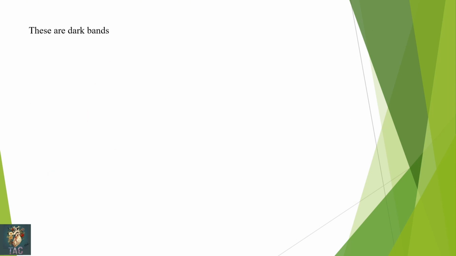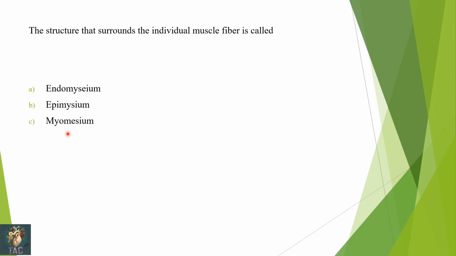So these are the dark bands. Which are the dark bands? Either A band, I band, H zone, Z disc, or M line. We all know this is the A band, which is also called the dark band, and the I band is called the light band. The structure that surrounds the individual muscle fiber is called either endomysium, epimysium, myomysium, perimysium, or sarcolemma. This is the endomysium, which surrounds the individual muscle fiber, and this is the answer.